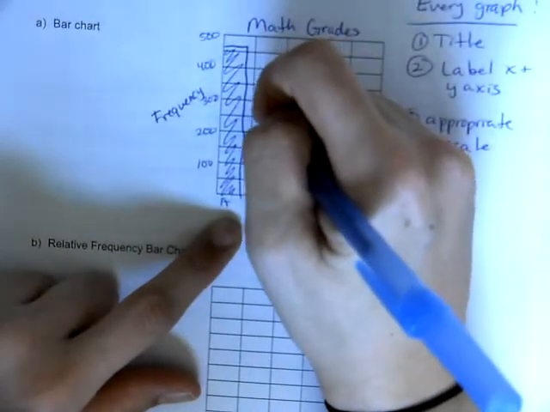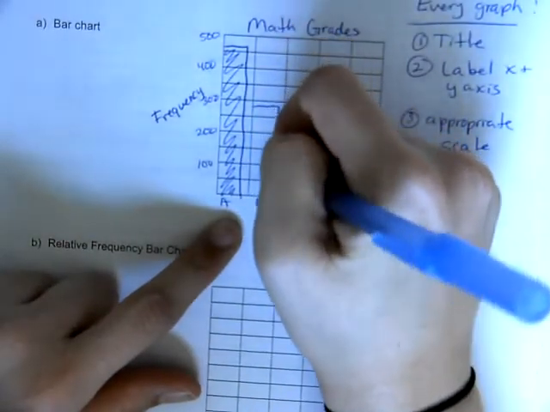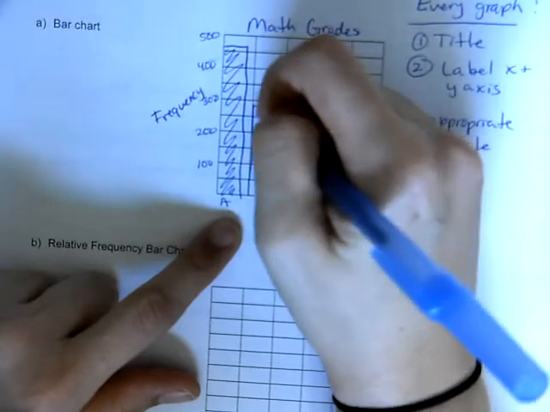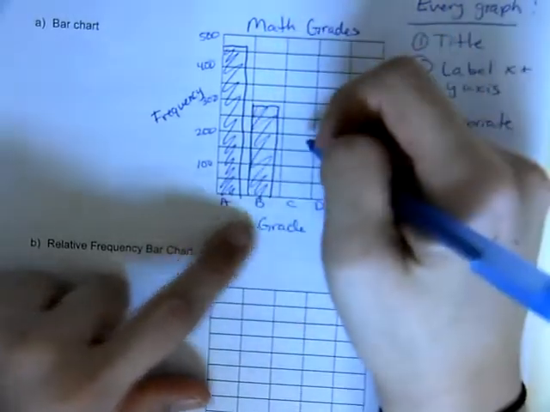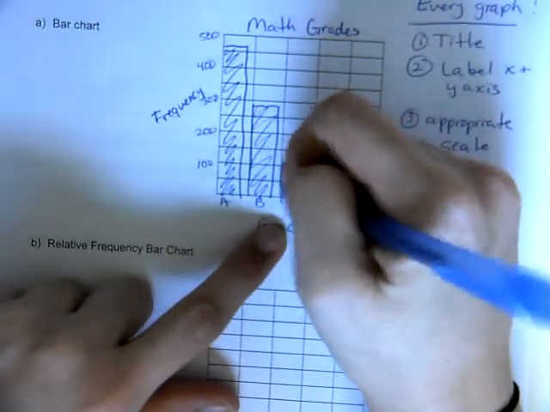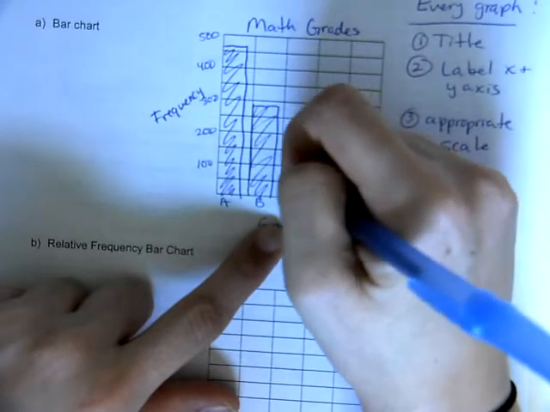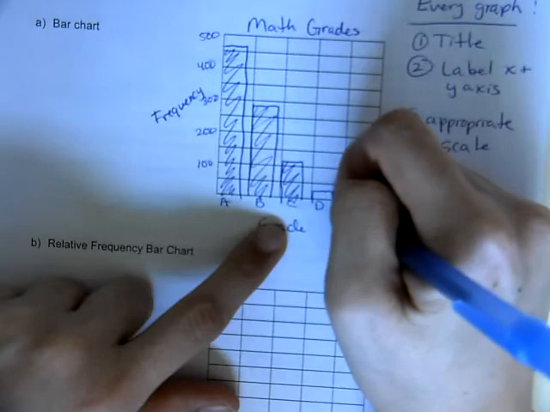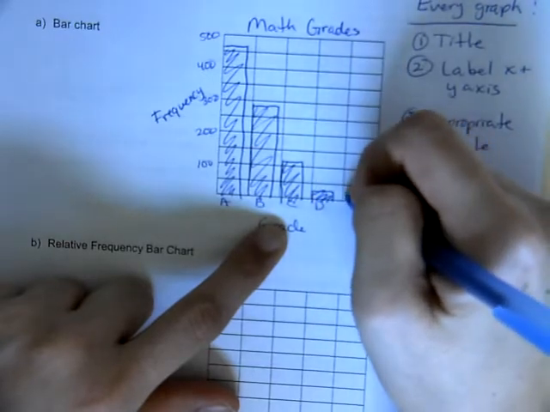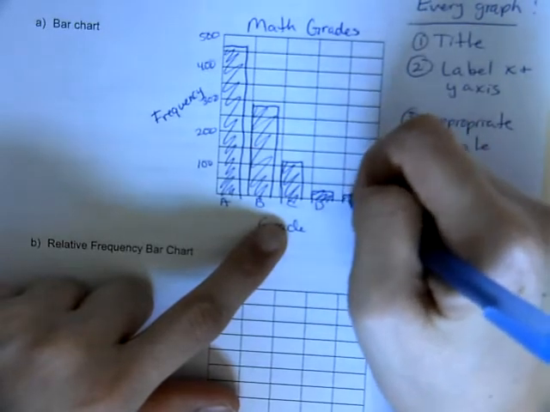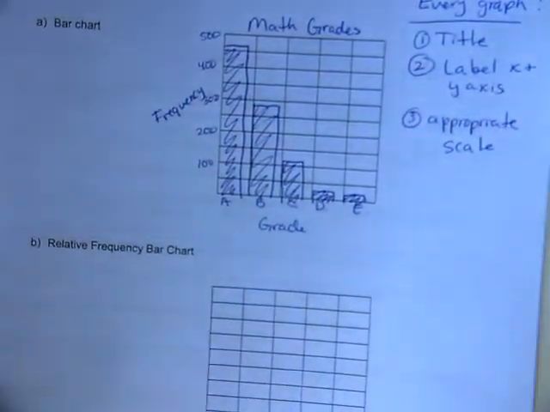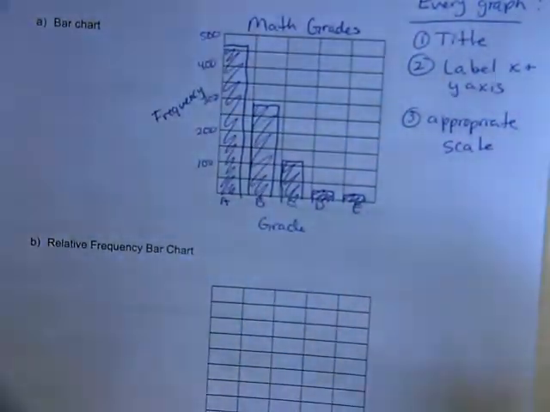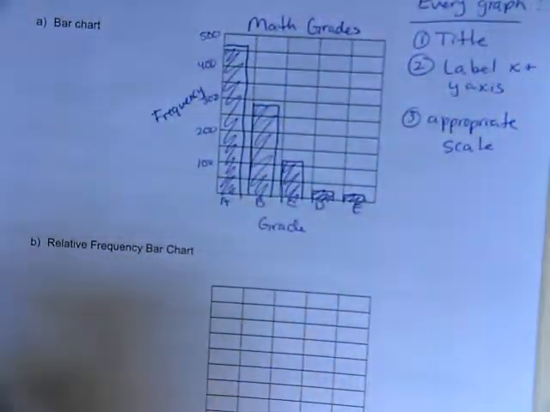B, 293. Stop it short. C is 113, and you're just estimating. D is 35, and then E is 32. Okay, and then you can kind of shade it in because obviously you won't be able to have colored pencils or anything. So shading is fine.